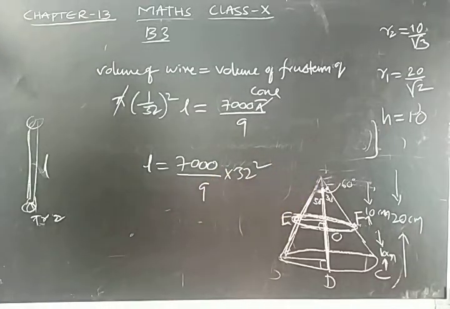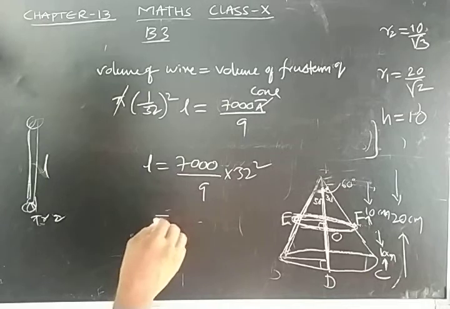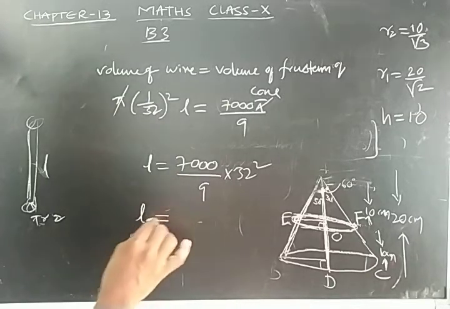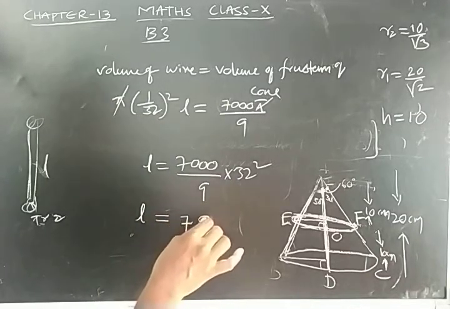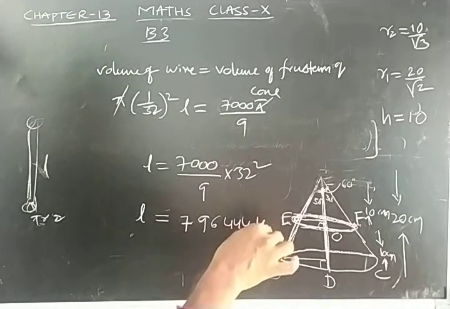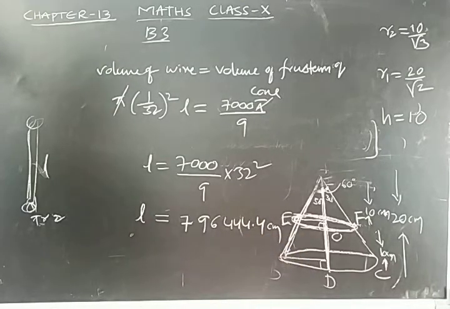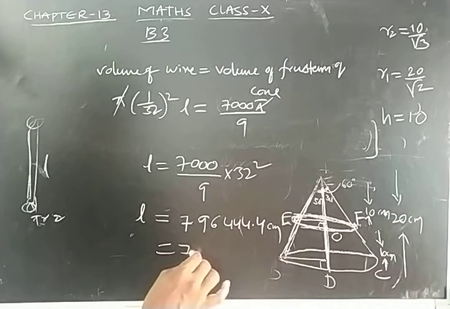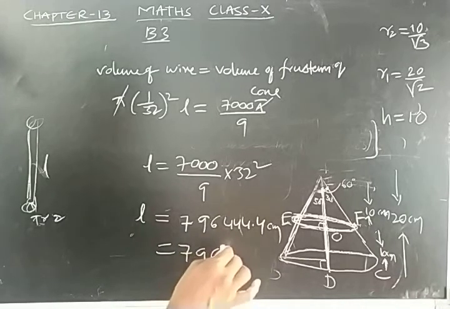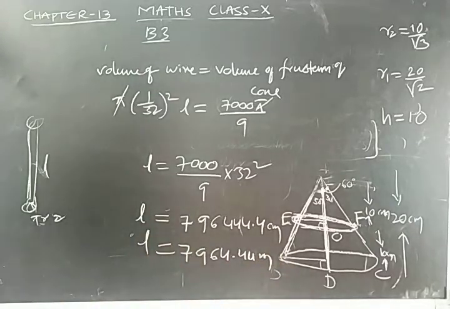After simplifying this, you will get L approximately 796,444.4 centimeters. If you convert into meters, 7964.44 meters is the length of the wire. So this is the length of the wire.